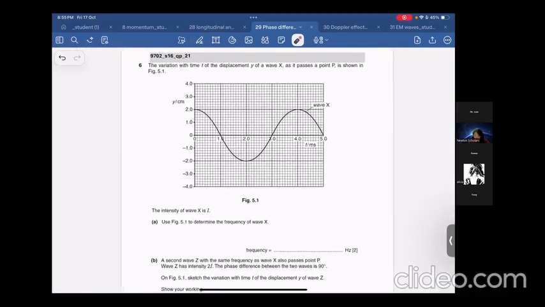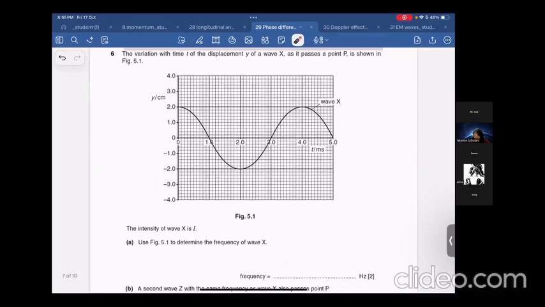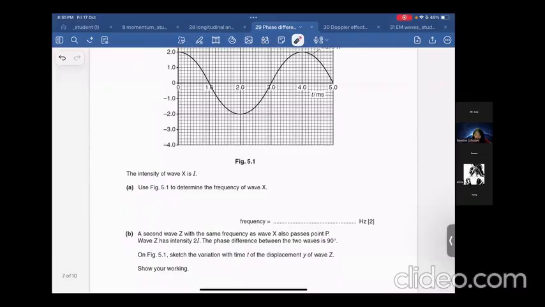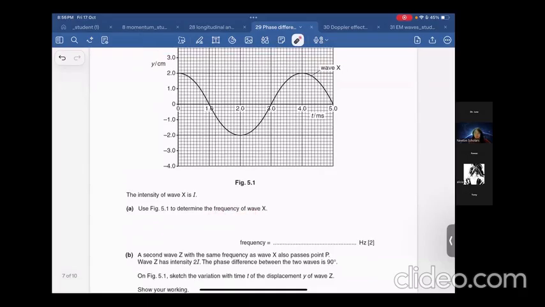So this is the displacement of the wave x passing through a point. Intensity is related to what we learned last week. Here, determine the frequency. Easy, frequency. You guys do it. Frequency from the graph you can determine by using the period.